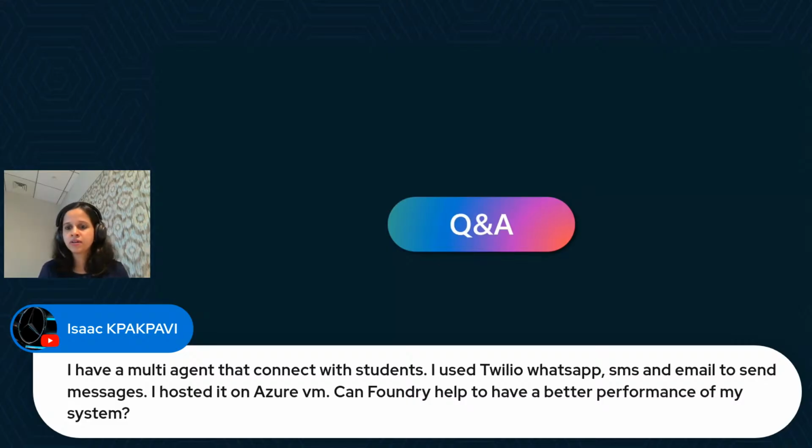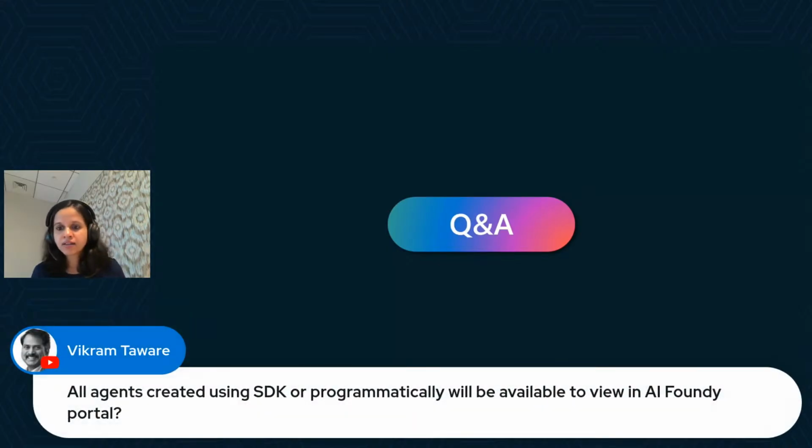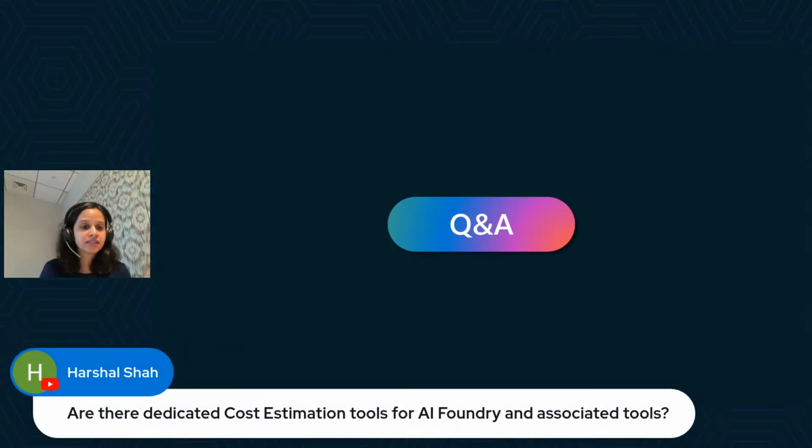The next one: are there any dedicated cost estimation tools for AI Foundry and associated tools? Let me put it this way. It's not the cost, but you can see the usage and you can calculate the cost. Basically, like I showed you, how many tokens and the usage of the models can all be seen through the UI, and then you can estimate the cost. Going to the next question.